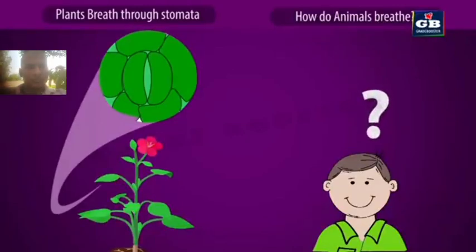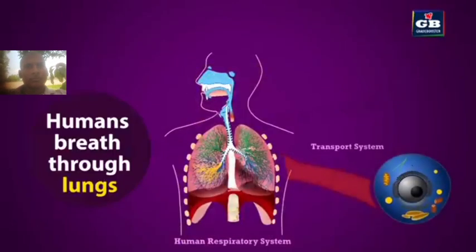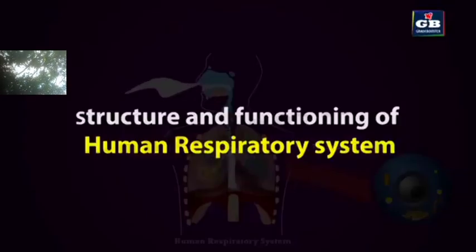Then, how do humans get the oxygen? Let us see. Breathing is an important part of respiration. Breathing helps to obtain oxygen from the surroundings. The human respiratory system is well designed to absorb oxygen from the atmosphere. Let us see the structural and functional importance of the human respiratory system.